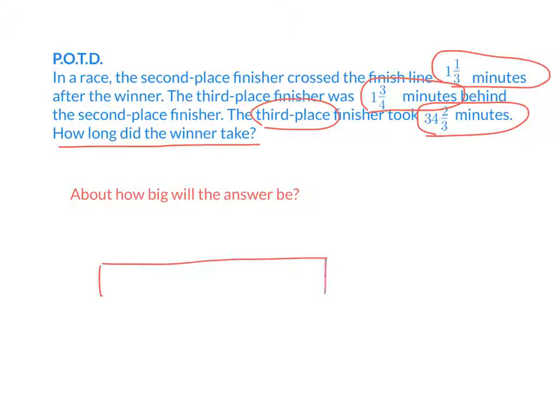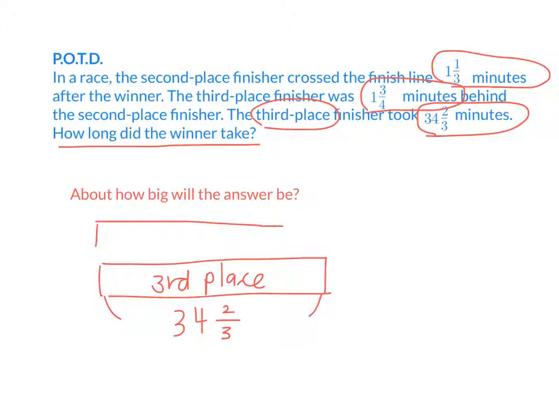We know that the third place winner, this is the third place, took how long? 34 2/3 minutes. Very good. Okay. Now, is the second place person going to be shorter or longer than the third place? Shorter. So we can draw a tape diagram that's shorter. And this is second place. How much shorter is second place compared to first place? So that means this blue area is 1 3/4. Oops, sorry. 1 3/4 minutes. Okay, very nice.